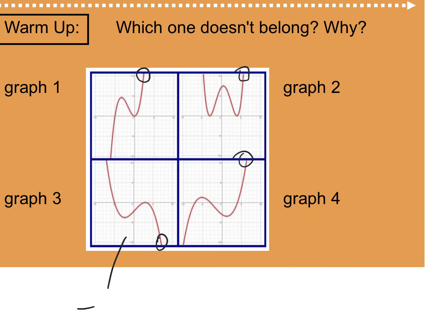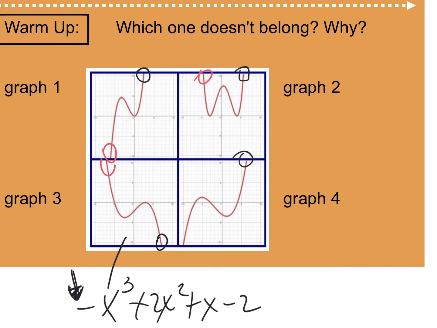So its graph had to have a negative in front of whatever it was, like x to the third plus 2x squared plus x minus 2. Whatever this graph was, there had to be a negative there. That's called the end behavior. All right. How about the left end? Let's look at all the left ends. This one was down. This one was up. This one was up. This one was down. So you can't really do it by left ends.